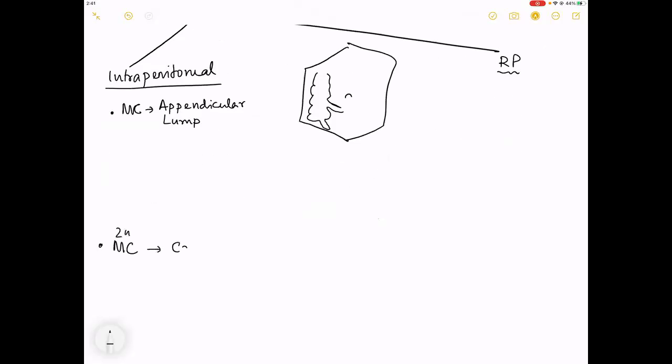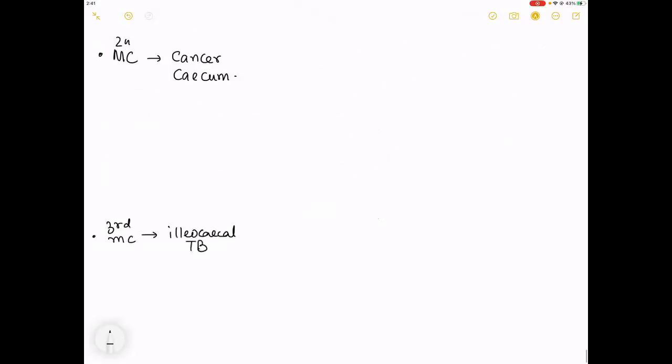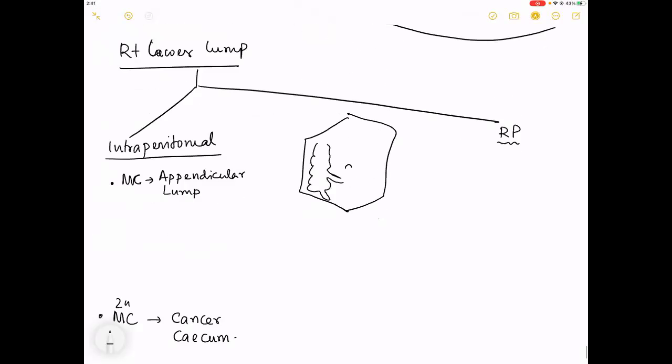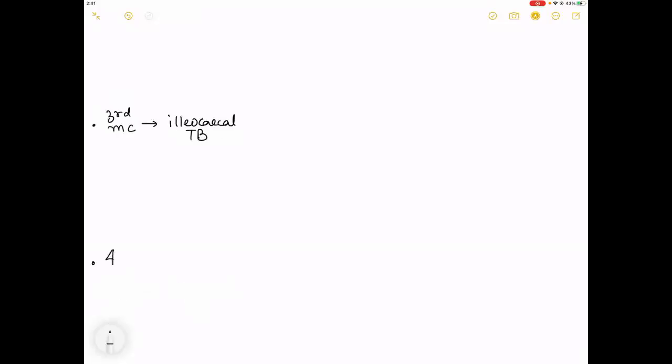Beyond appendicular lump, what will be the second most common cause? Cancer of which part of the intestine? Cecum. In tropical countries like India, what will be the third most common cause? Ileocecal TB. Am I audible, everyone? Good. So appendicular lump, cancer cecum, ileocecal TB, and fourth most common. That means we are now ending the list. Have you heard of this disease? Yes, sir. Crohn's disease. So I've told you 4 diseases.